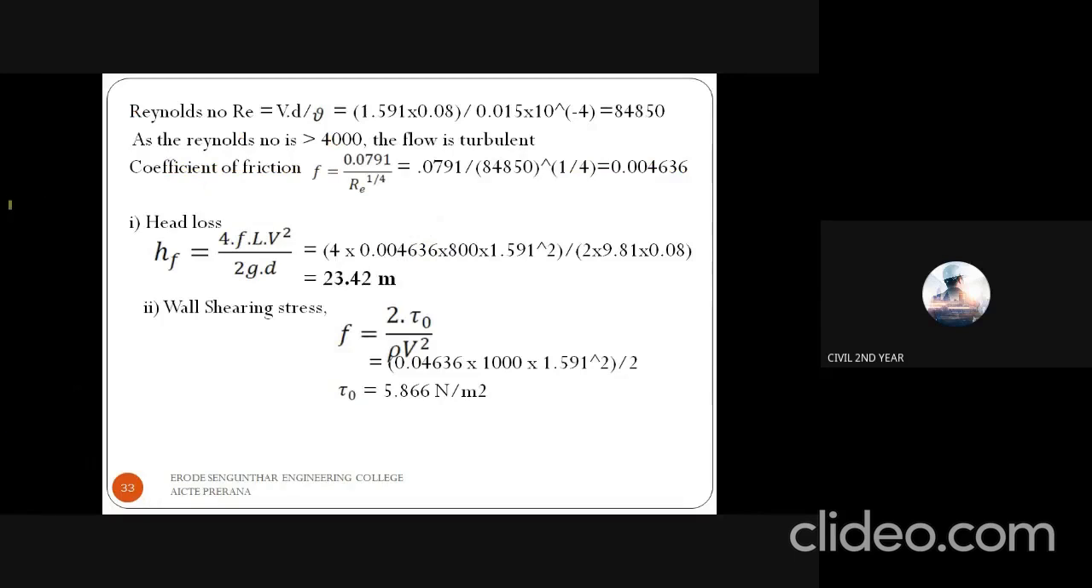Then we have to find the Reynolds number, to check whether the given value is greater than 4000 or not. Only then can we confirm whether it is a laminar flow or turbulent flow, because the Darcy-Weisbach equation is applicable for turbulent flow. So we know the formula: Reynolds number equals rho Vd divided by mu. Here rho by mu is the kinematic viscosity, and its value is given.